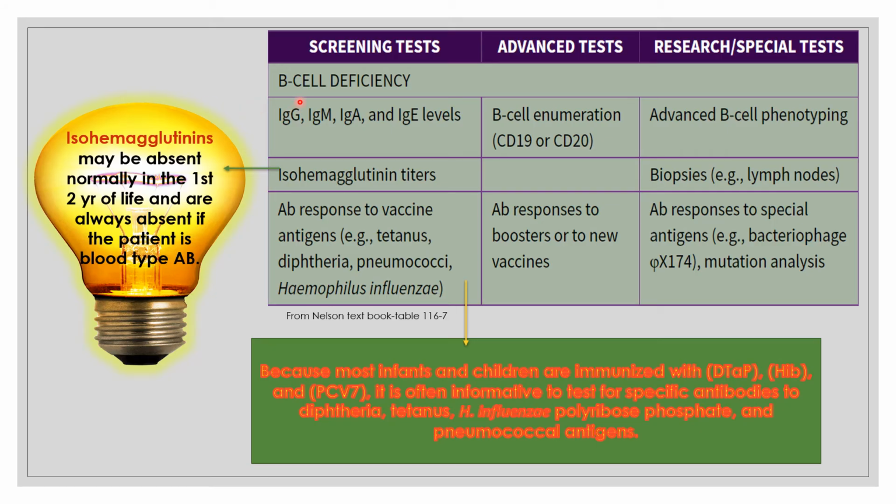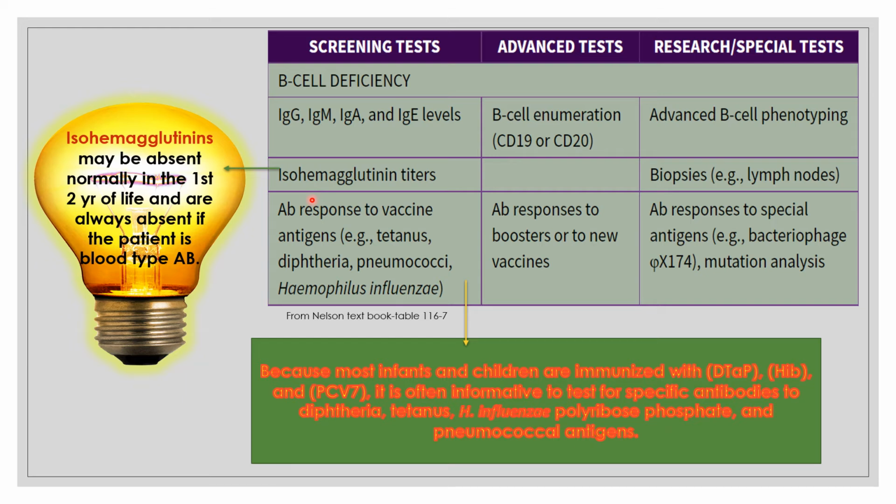For the B cell deficiency, the screening tests. So I told you before, we will do IgA. If abnormal, we will do IgG and IgM, plus the IgE. If this comes as positive, we can confirm it by doing something called B cell enumeration, looking for CD19 or CD20. After that, we will do special tests to confirm the diagnosis, which is advanced B cell phenotyping. There is another screening, it is called isohemagglutinin titers.